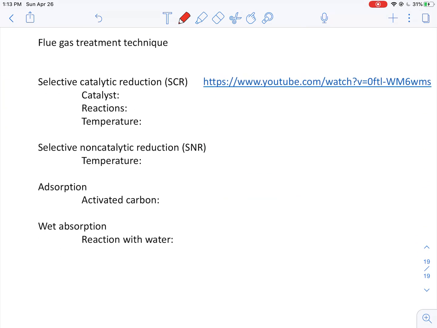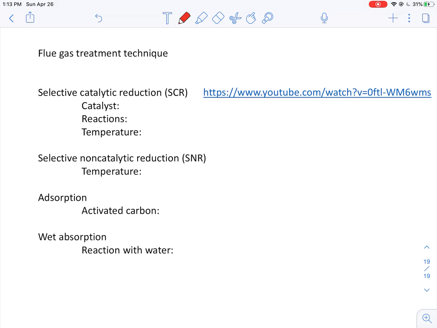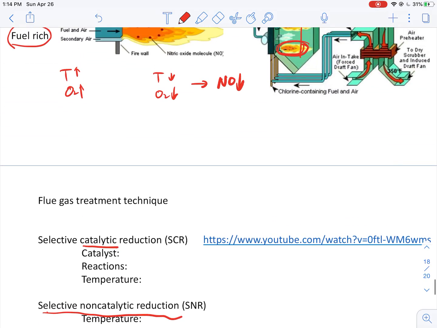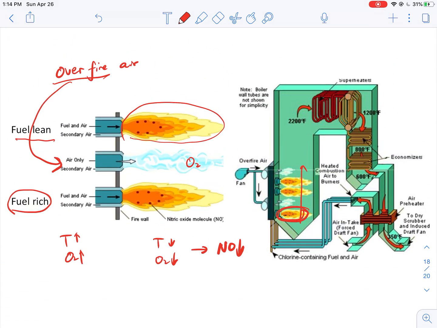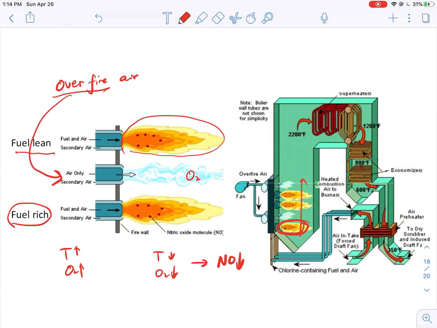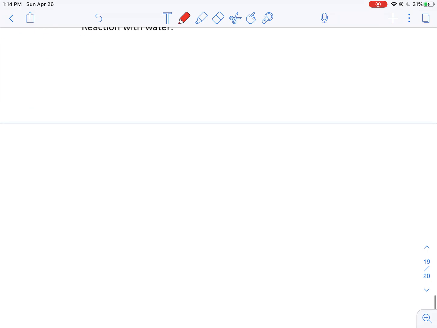Okay. So in terms of nitrogen oxide control, people can also use other methods. For example, you can use a catalyst. It's called selective catalytic reduction. There's also the selective non-catalytic reduction method. We can also use adsorption or wet absorption. There's also a short video on these methods. But right now, combustion modification, where it directly affects the combustion process, is the most widely used method to reduce the nitrogen oxides coming out of the combustion.